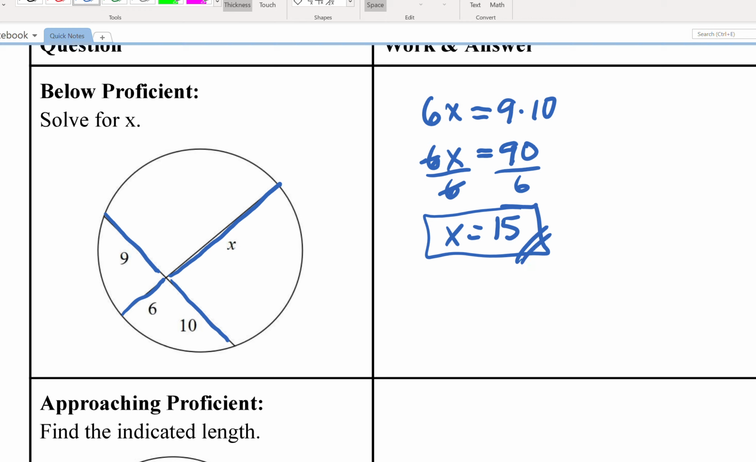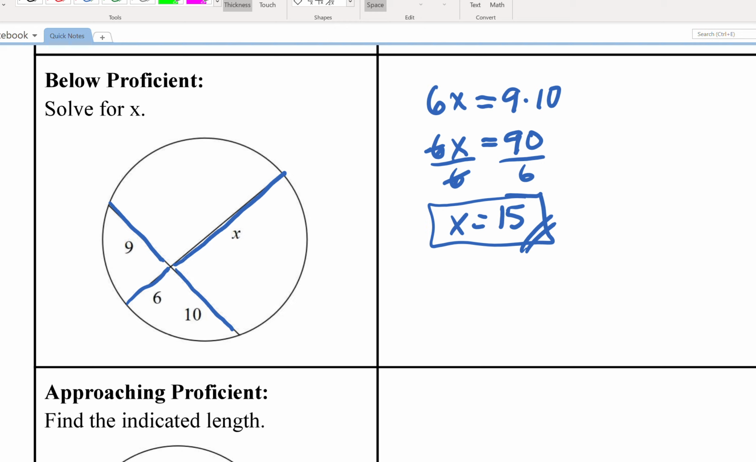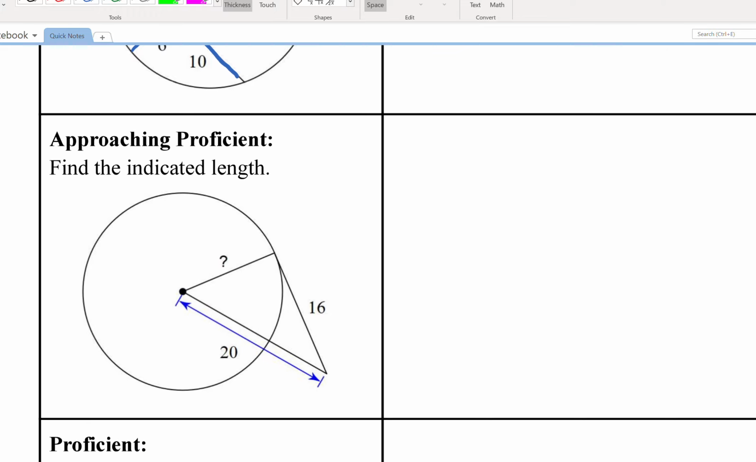Pretty straightforward, not too tough. Intersecting chords create the segments that when you multiply those segments on each chord, their products are equal. It's pretty cool if you think about it. And even if you don't think about it, it's still pretty cool.